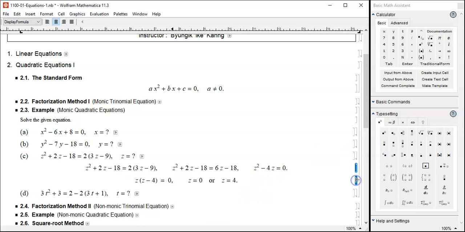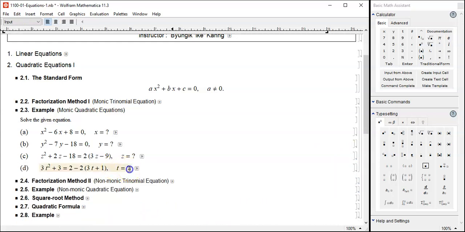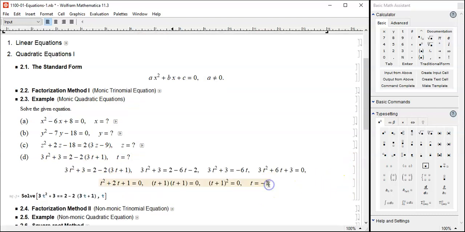Okay. How about this problem? Well, I'll stop this. Anybody figured out? Already done? Be careful about breaking up this parenthesis because we have negative sign. Otherwise, pretty much the same as before. If you do it right, you're going to get t equals negative 1, a double root.